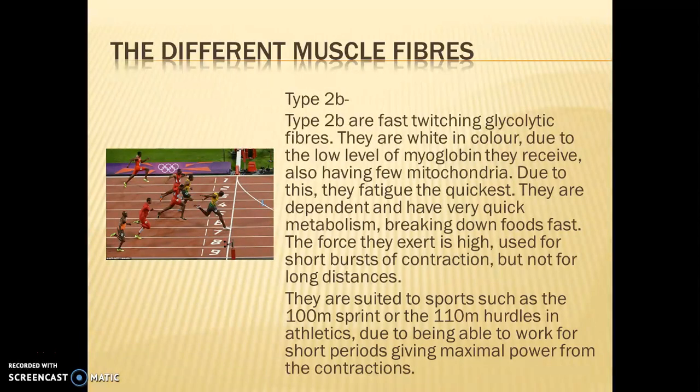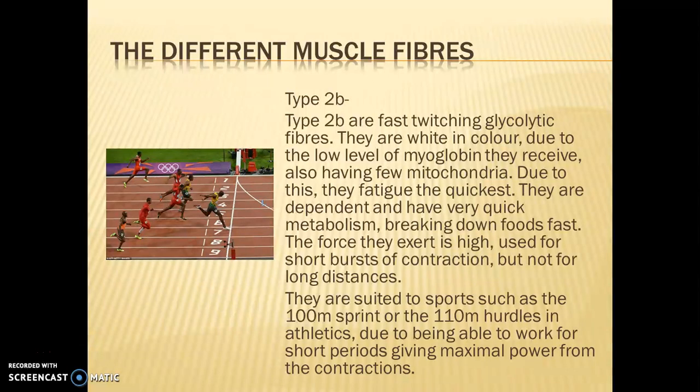Type 2B. Type 2B are fast-twitching glycolytic fibres. They are white in colour, similar to Type 2A fibres, due to the low level of myoglobin they receive, and also having few mitochondria. Due to this, they fatigue the quickest out of the three types. They have a very quick metabolism, breaking down food fast. They can be turned into Type 2A by resistance training.